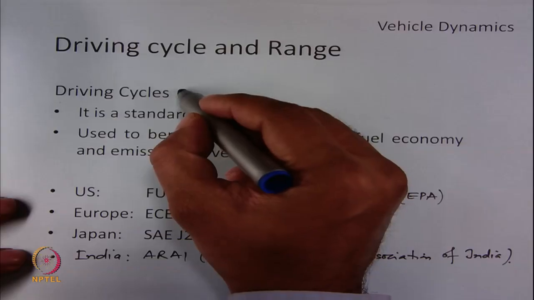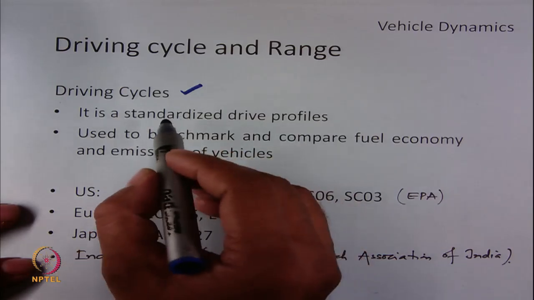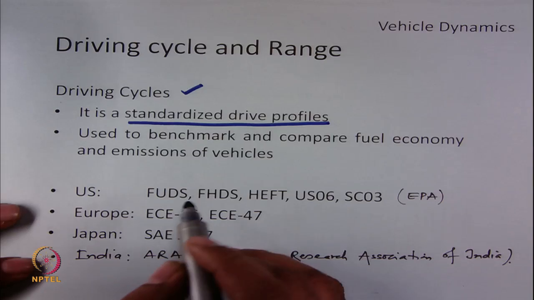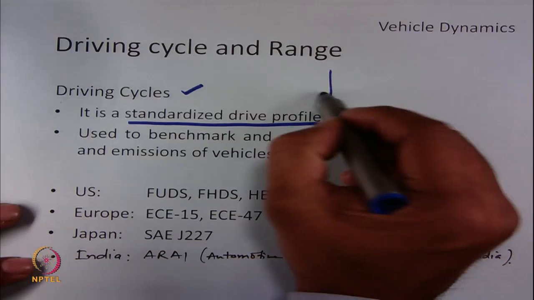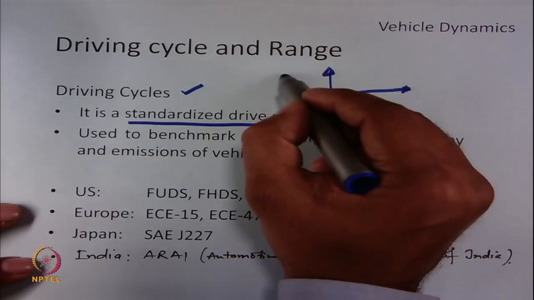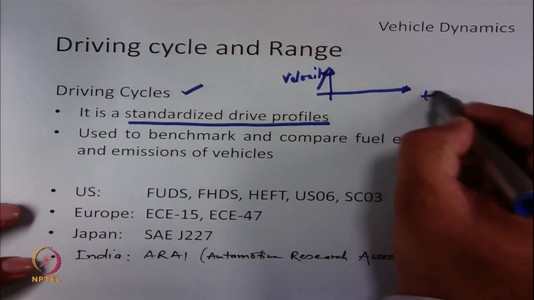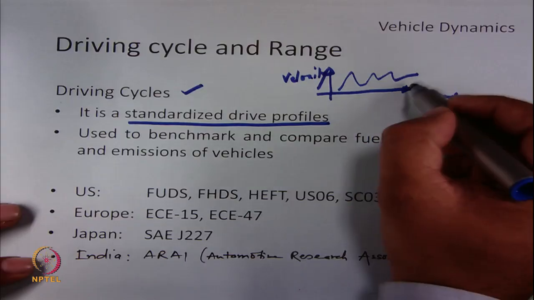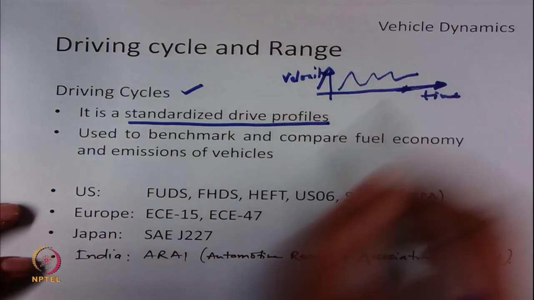So, driving cycles is one of the ways to test the range. So, different regulation agencies have defined standard drive profiles. Means they will define graphs of velocity with respect to time. So, it can be any variation. So, vehicle range estimation will be done based on this different kind of profiles.